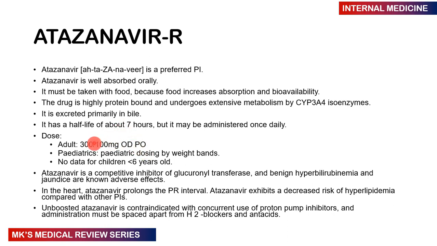And then in pediatric patients, we don't have significant data for children that are less than 6 years. Atazanavir is a competitive inhibitor of glucuronidase, and benign hyperbilirubinemia and jaundice can occur when you give this drug. And of course, in the heart, it prolongs the PR interval. It also exhibits a decreased risk of hyperlipidemia compared to other protease inhibitors.